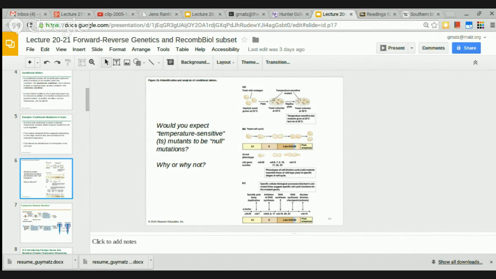The idea here is that you're making a mutant protein that, in fact, is not quite as good as the wild type protein. And as a result, when you put it at high temperatures, it's unstable and unable to do its job. So in general, what you're looking at here are changes in the protein rather than a loss of the protein altogether.